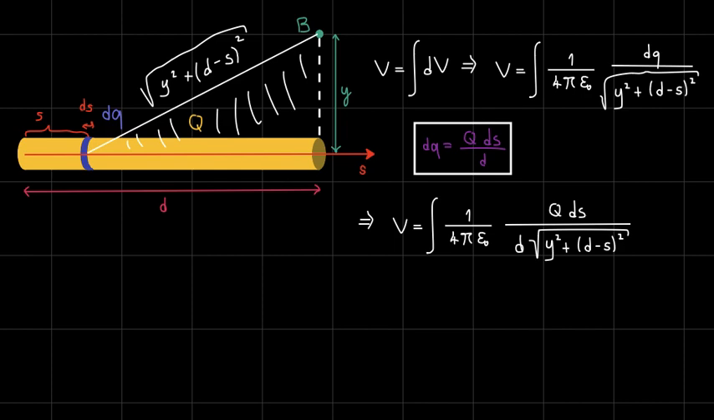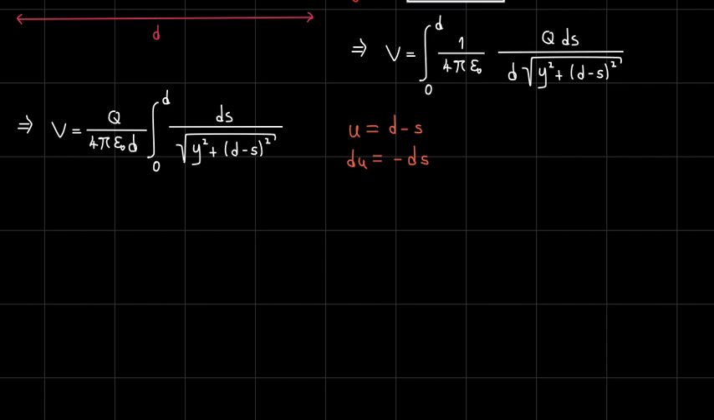In the next step, let's pull all the constants outside of the integration sign. Also, let's put our lower and upper bounds and also use a u substitution. Capital Q divided by 4 pi epsilon 0 d, that's a constant. We pull it outside of the integration sign. Now, s runs from 0 to d. Those are our integral bounds. And we use the u substitution, u equals d minus s. So let's rewrite our integral. Here's our integral after the u substitution.